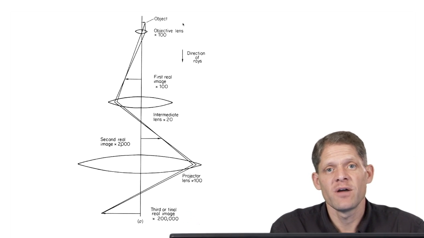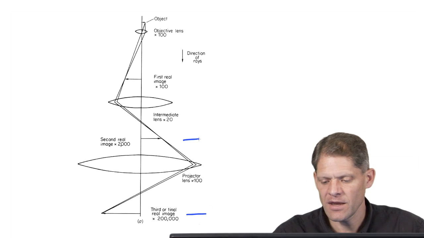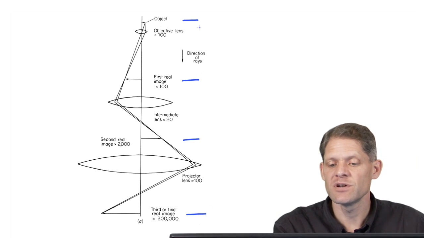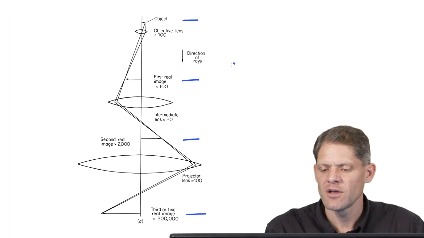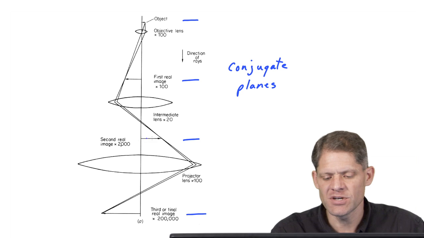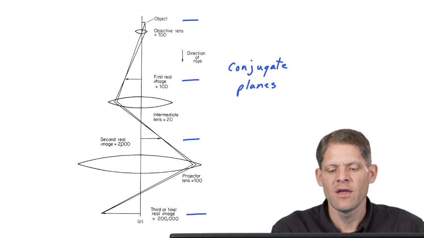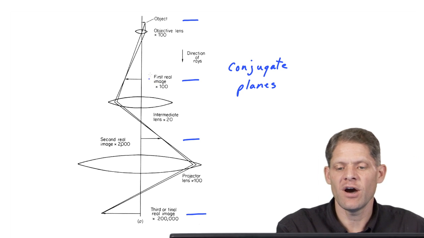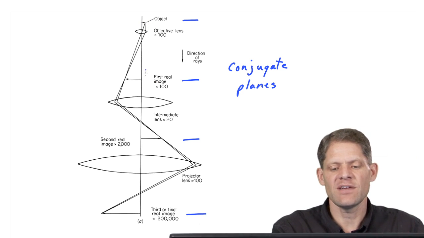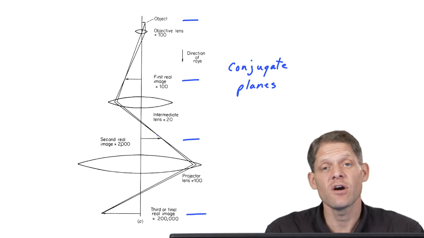Now the planes upon which these images exist, here, here, here, and here where the original object is, are called conjugate planes, because the same wave function exists here and also here, and it is an image of the object that exists here, except that in each case it's magnified to a different factor, and we call those planes conjugate.